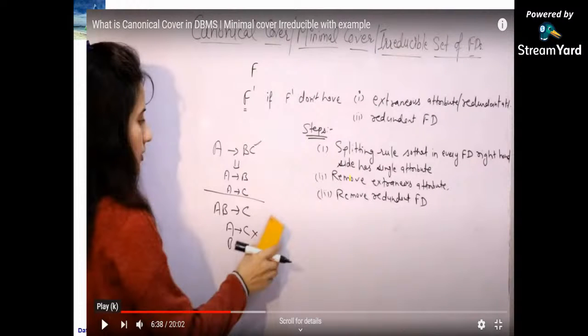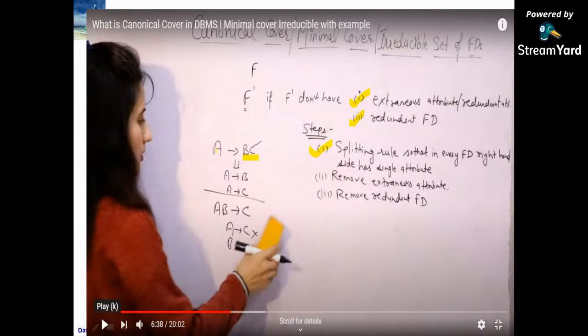So now we are taking one example to calculate the minimal cover or canonical cover. To calculate the minimal cover and canonical cover, you need to first remove all the extraneous attributes, and then you have to remove all the redundant functional dependencies. To do this, the first step is that you have to apply the split rule. What is the split rule? The split rule says that if you have multiple attributes on the right hand side, you have to split them. I need a single attribute on the right hand side.